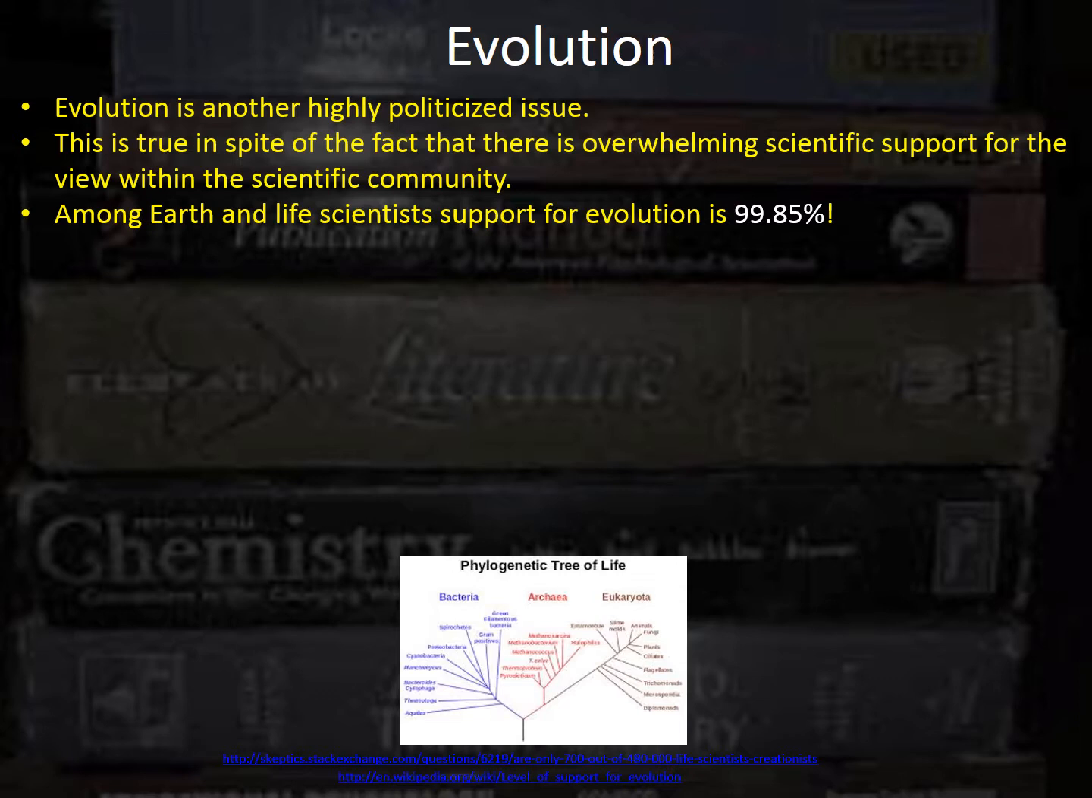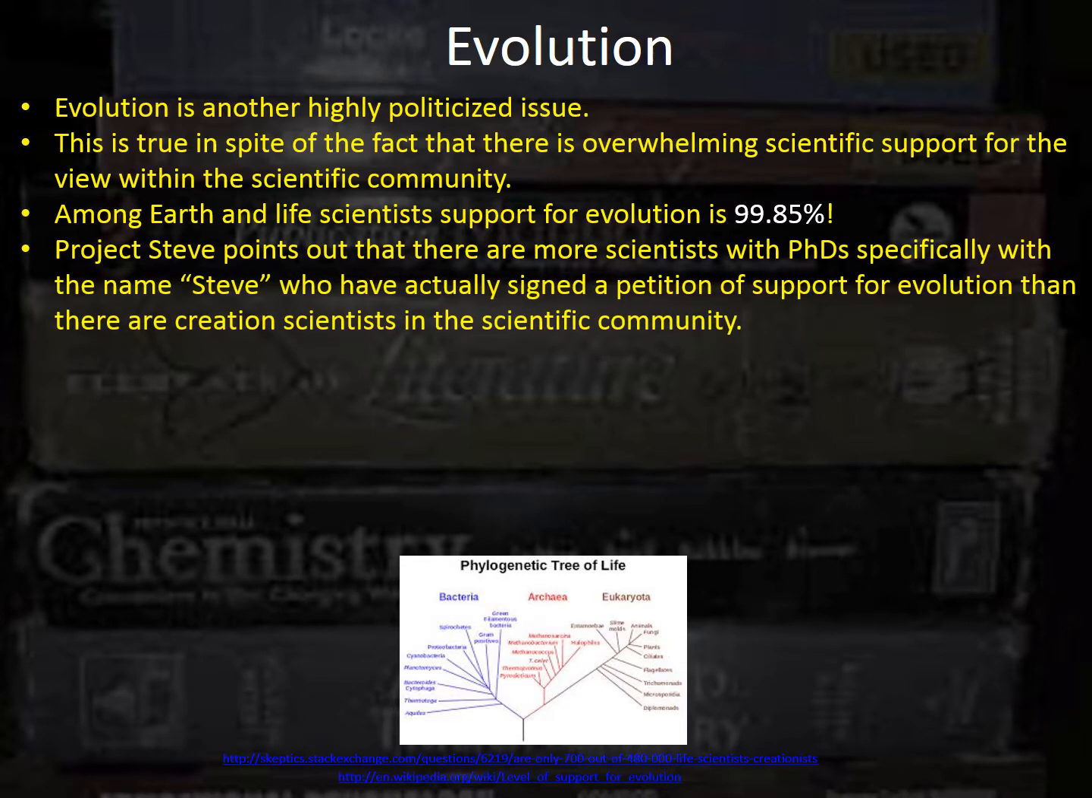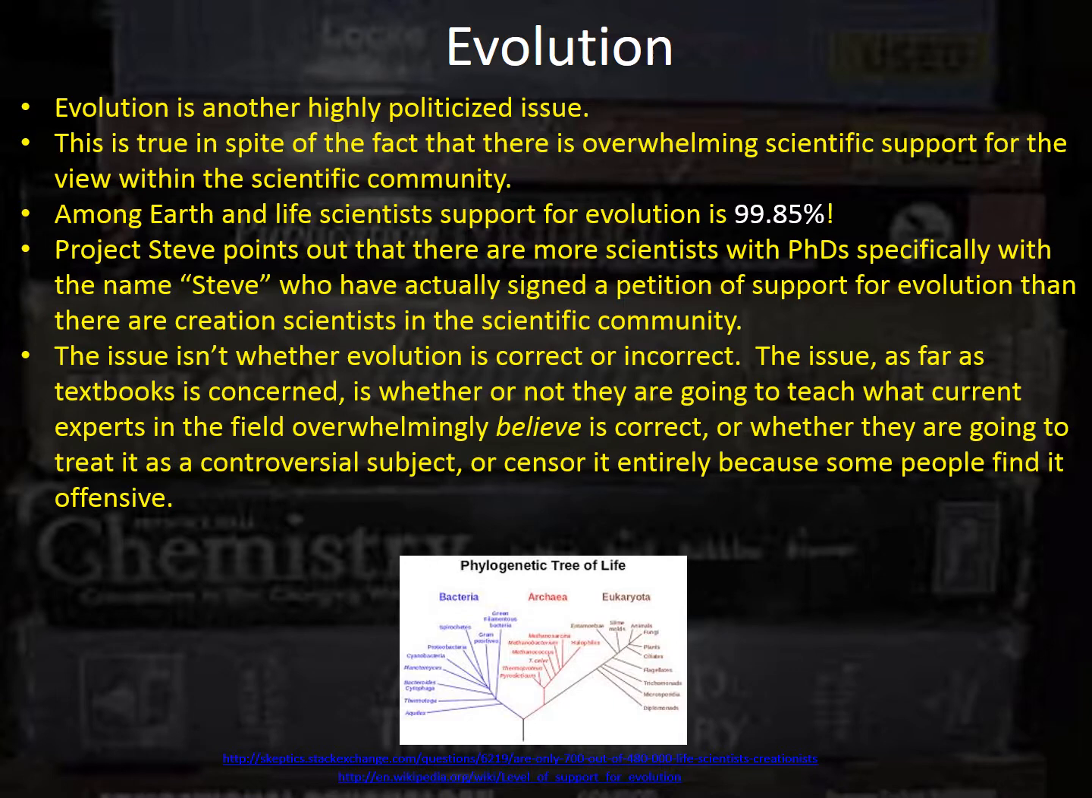The National Center for Science Education's Project STEVE, for example, has a petition among PhDs in the sciences who have the name Steve specifically. And there are more such scientists with the name Steve alone who have specifically signed this petition than there are those who support creationism altogether.